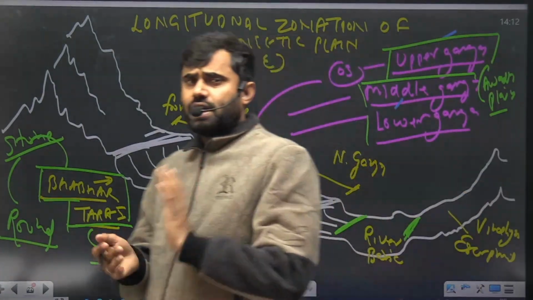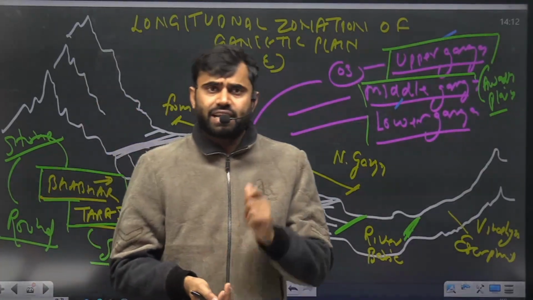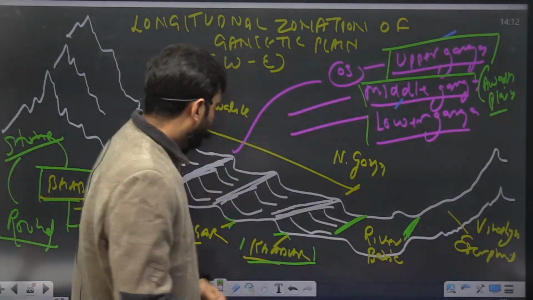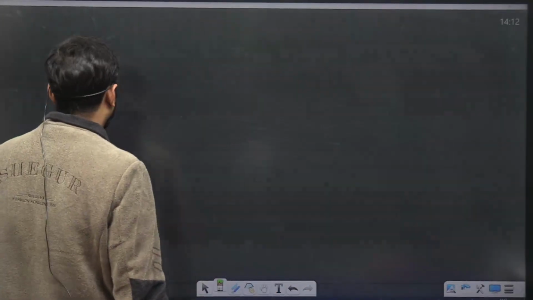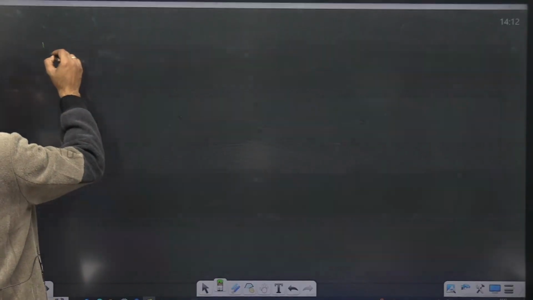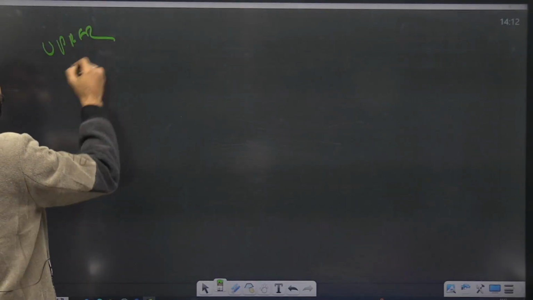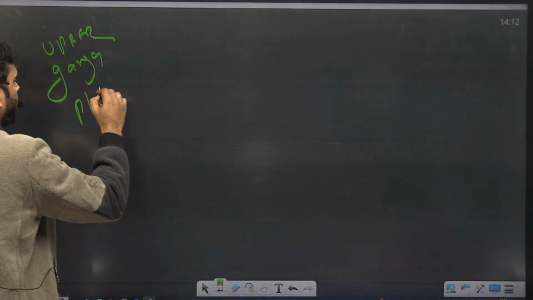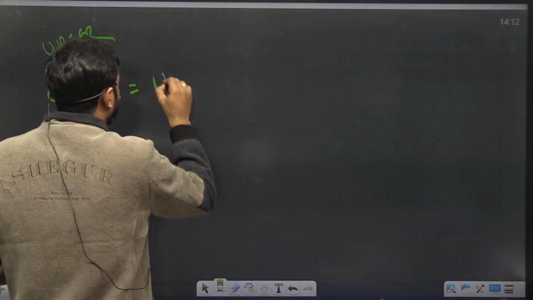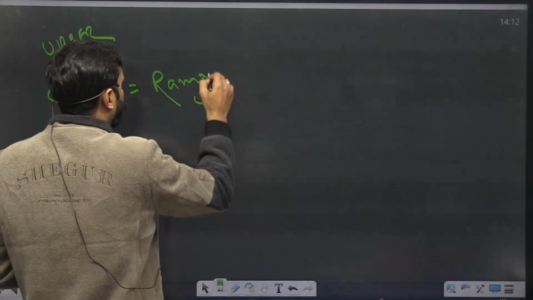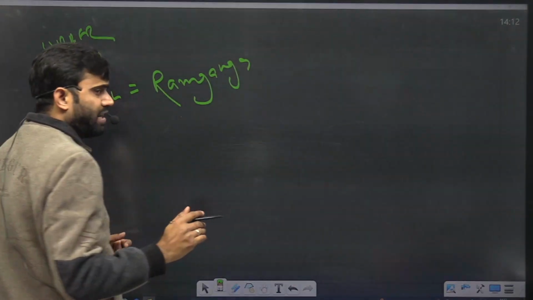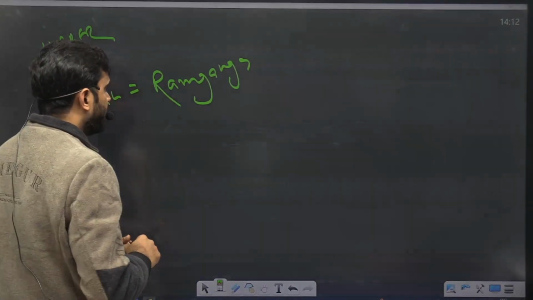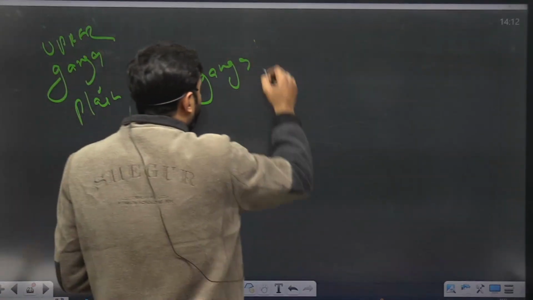When we talk about the Upper Ganga Plain, predominantly there is only one river, that is the Ram Ganga river. Ram Ganga is very near to the Tarai region. Maximum is drier.